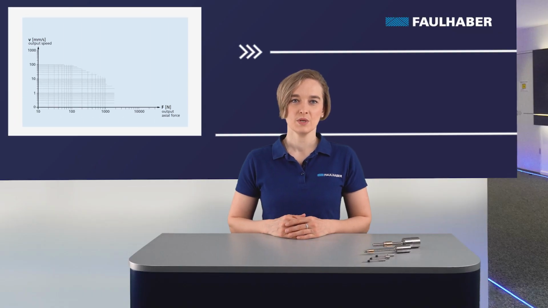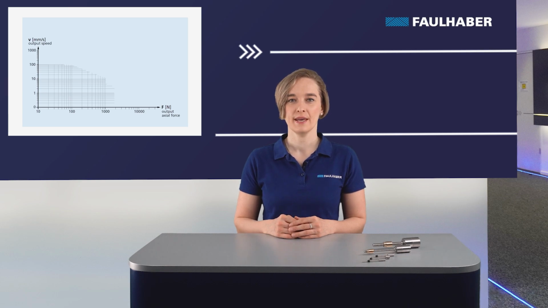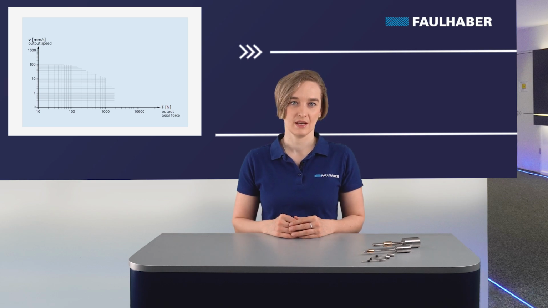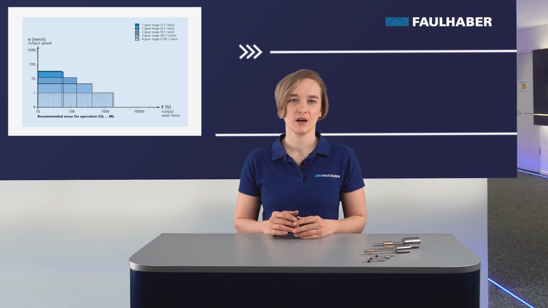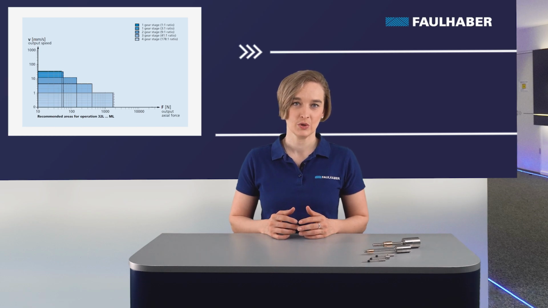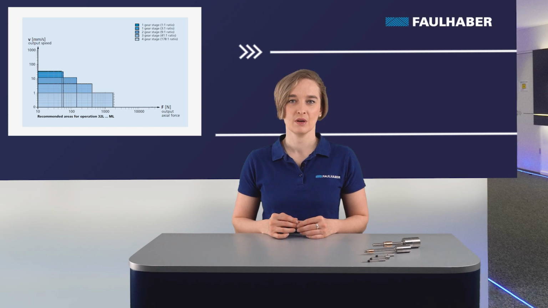On the x-axis we see the continuous axial output force F in Newton. On the y-axis, the maximum permissible continuous output speed v in millimeter per second, both in logarithmic scale. The different blue areas are the recommended operation areas in continuous operation for the different stages. The higher the reduction ratio, the higher the output force and the lower the speed. These values are recommendations to obtain maximum lifetime.